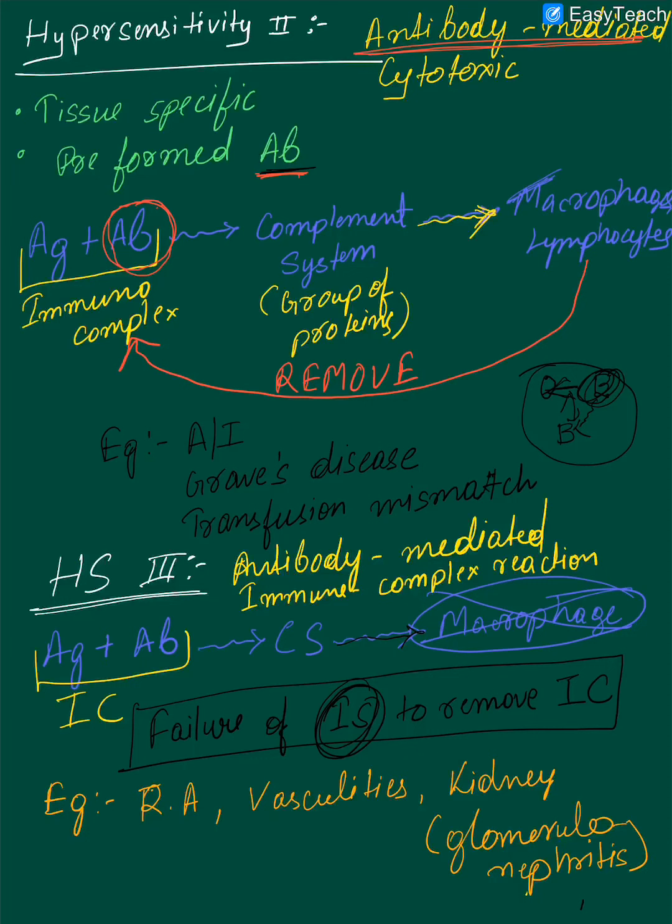So this is the difference between type 2 and type 3. There is formation of the macrophage and lymphocytes here, there is no formation of the macrophage and the lymphocytes. So because of the formation here, it is able to remove the immune complex, but as there is no formation of the macrophage, it is unable to remove the immune complex. So there is failure of the immune system to remove the immune complex, which leads to the hypersensitivity type 3.